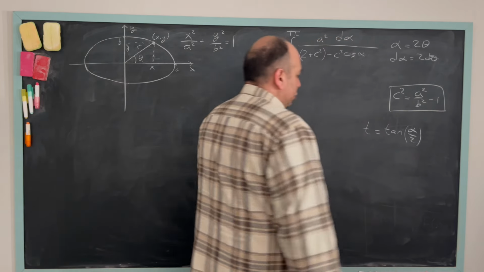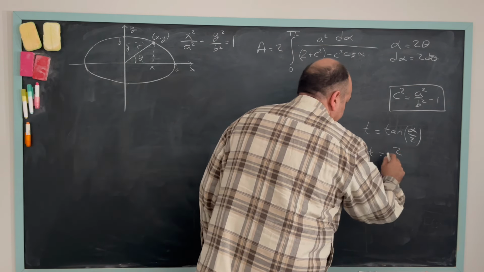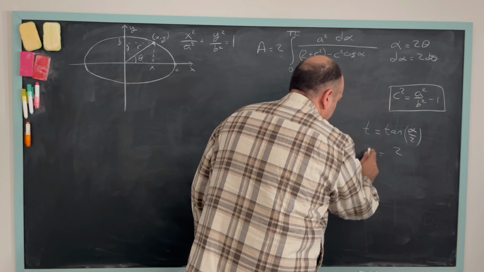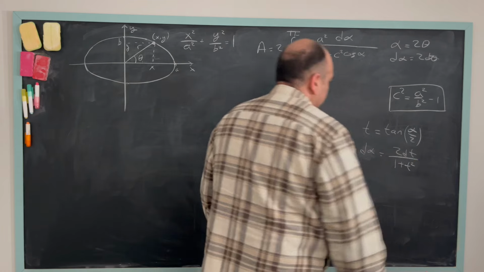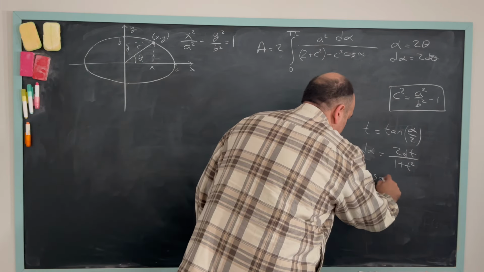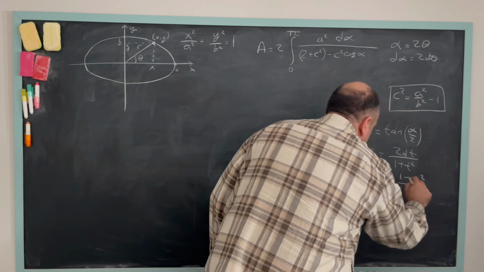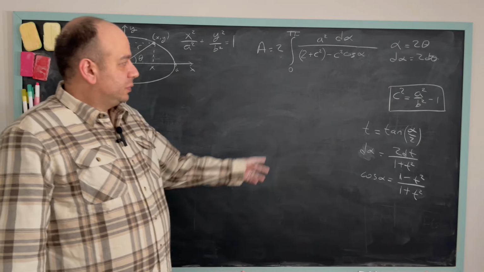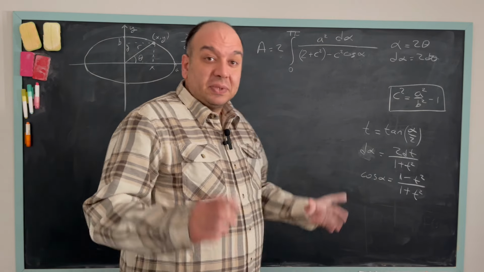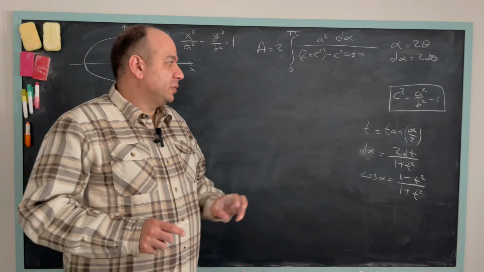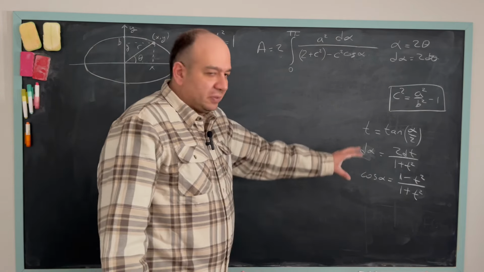So if you define it this way, d alpha becomes 2 dt over 1 plus t squared, and the cosine alpha is equal to 1 minus t squared over 1 plus t squared. So we'll make these substitutions here. Since we do not have any sine alpha, I didn't write the sine alpha term here. But please go ahead and check the video where we discuss this substitution in detail. Okay? This is really helpful.